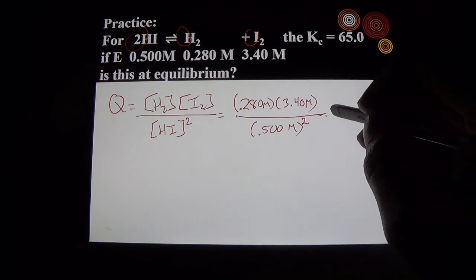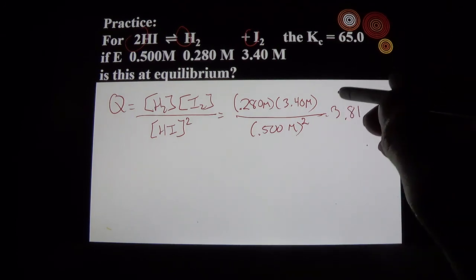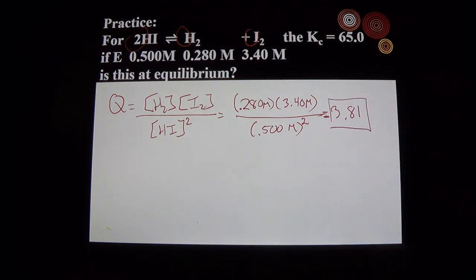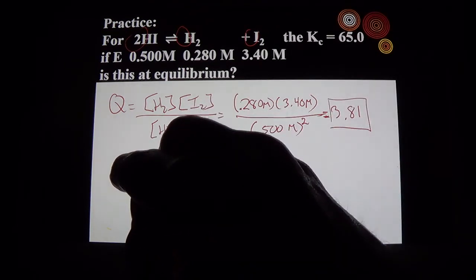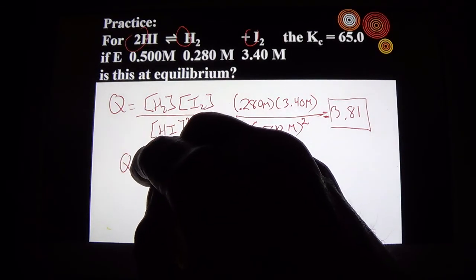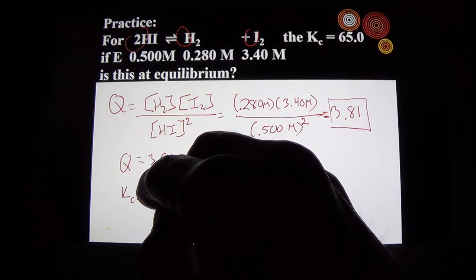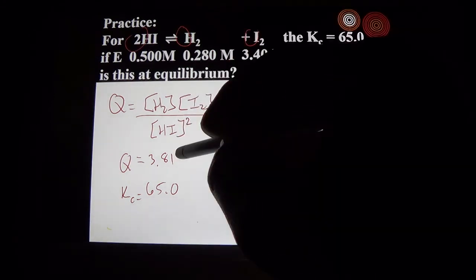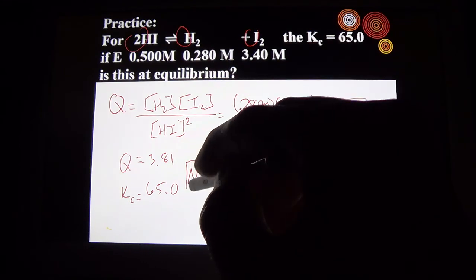Okay, let's talk about what this means. 3.81 is what I get. Again, no label. So that's my answer for Q. Now we see why we were given KC. Q is 3.81. K was 65.0. The question is, am I at equilibrium? Well, if I was at equilibrium, these numbers would match, so no. I am not at equilibrium.